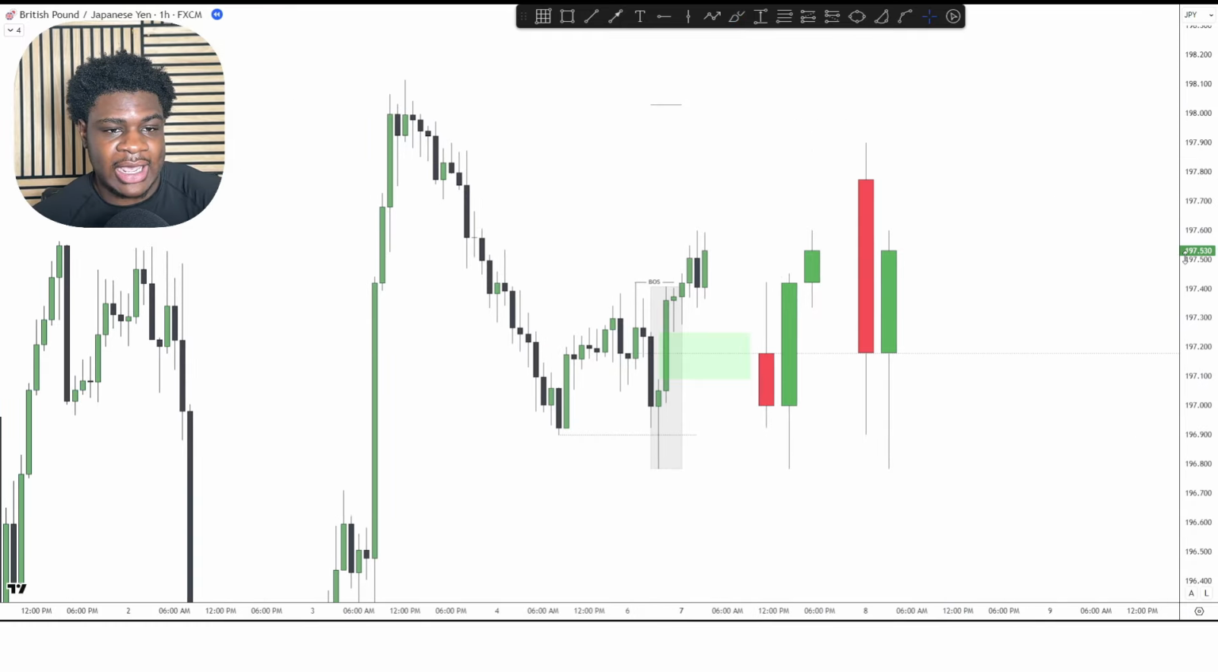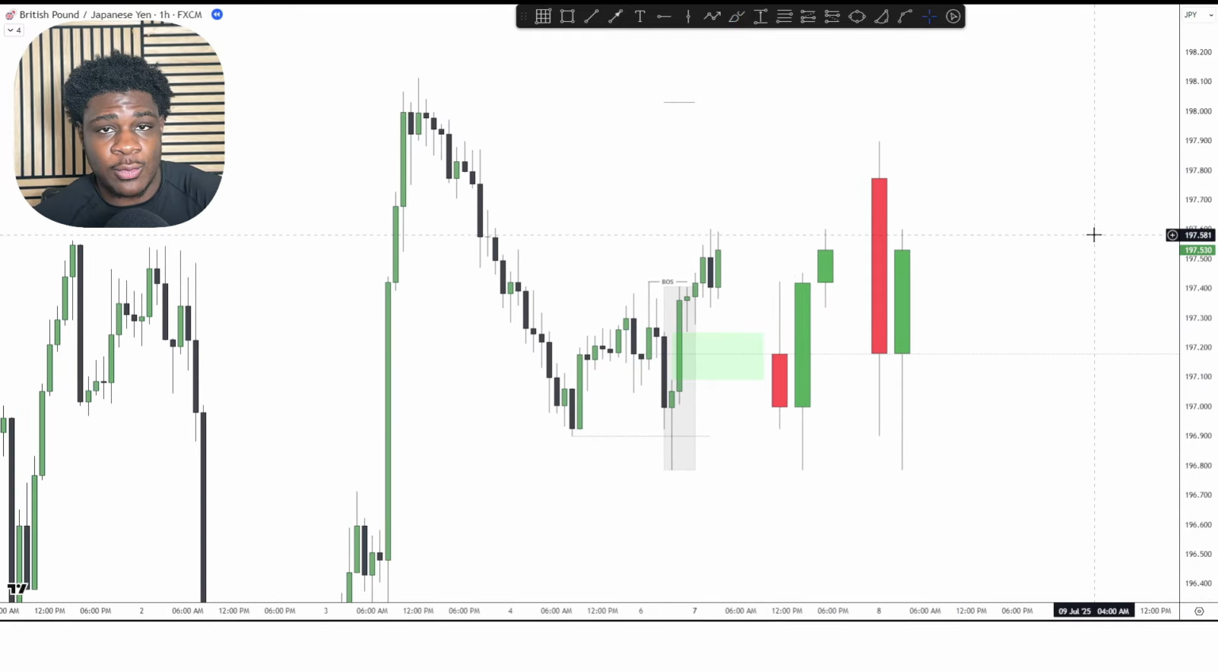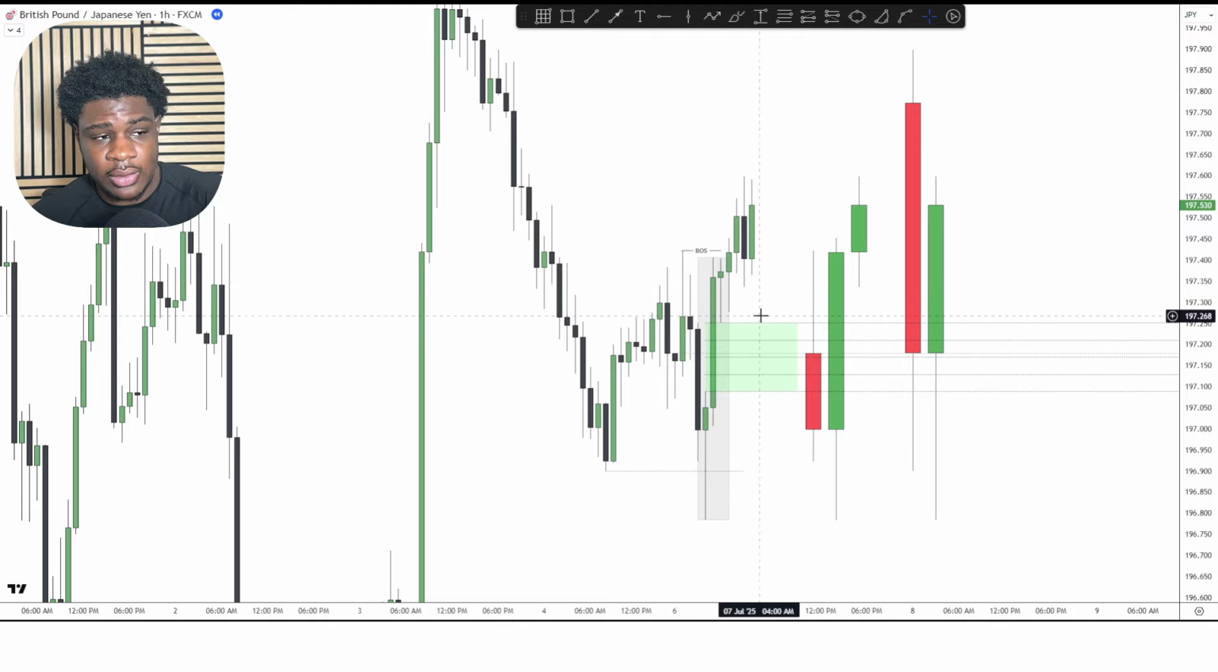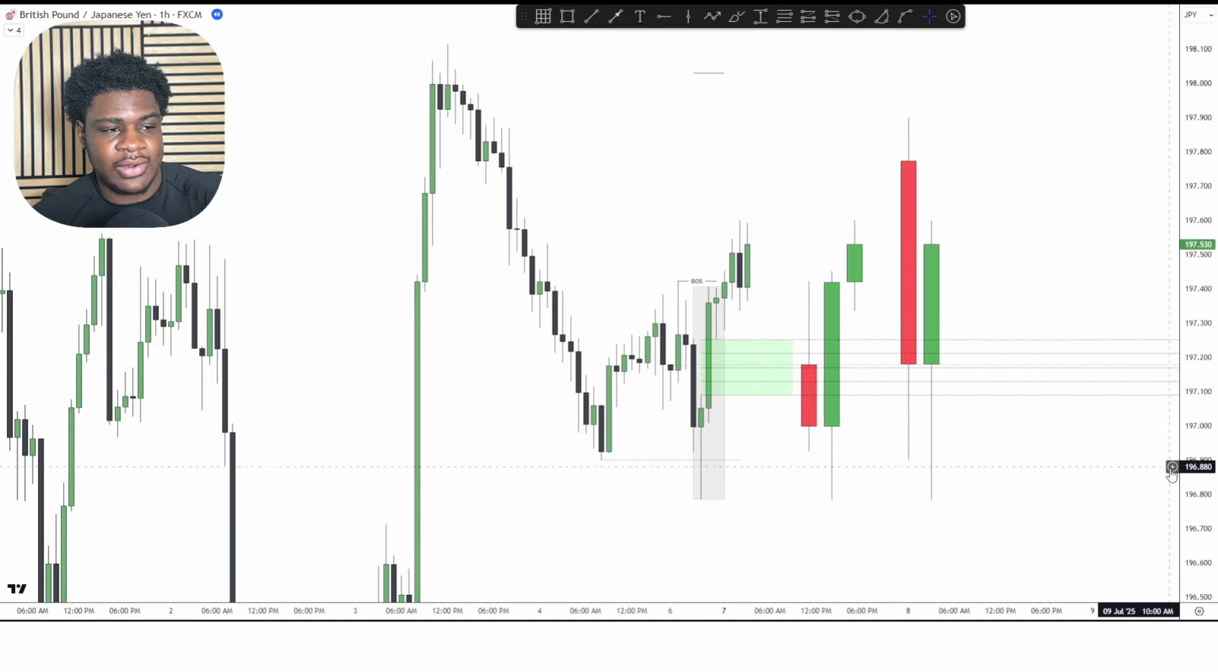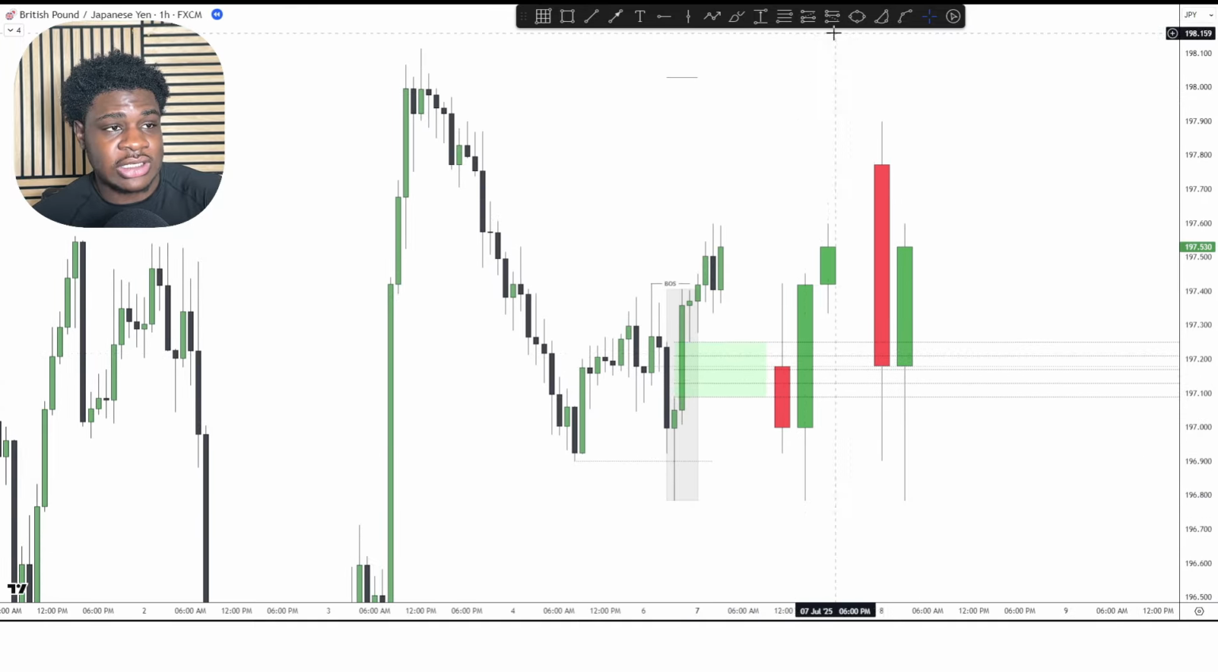And when it comes to fair value gaps, I'm gonna give you guys a tip that no one really talks about, and this is splitting them into quadrants. So if we anchor from the low here to this high, we can get our different quadrants. So a fair value gap has 3 quadrants. We have the 25%, the 50%, and the 75%. And when it comes to trading fair value gaps, you typically want to take your trade within the 25%.